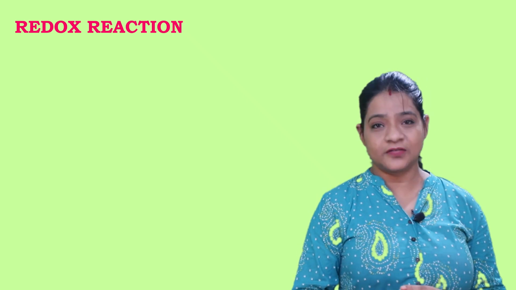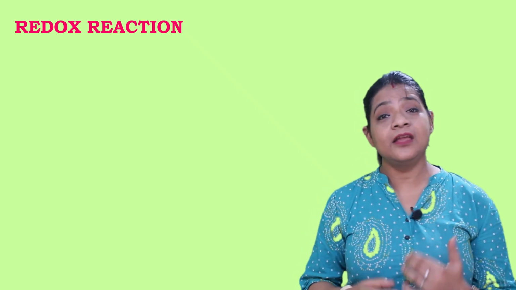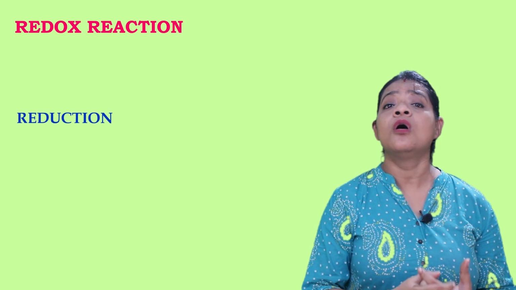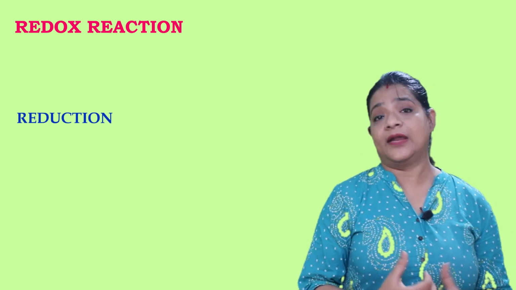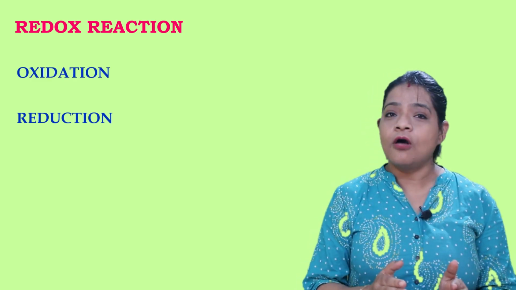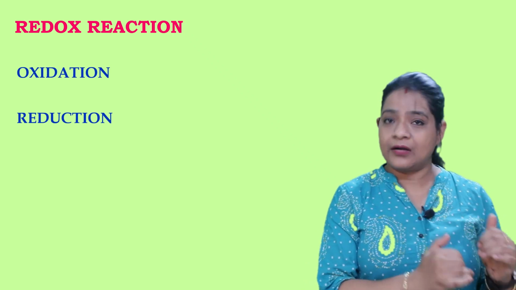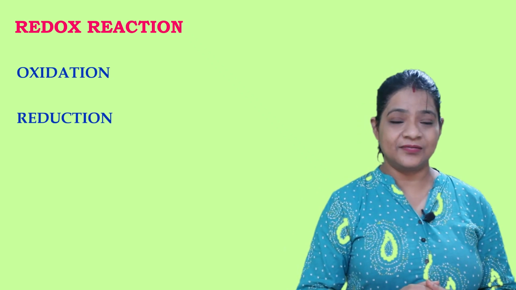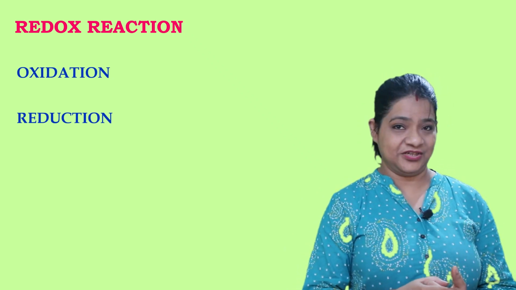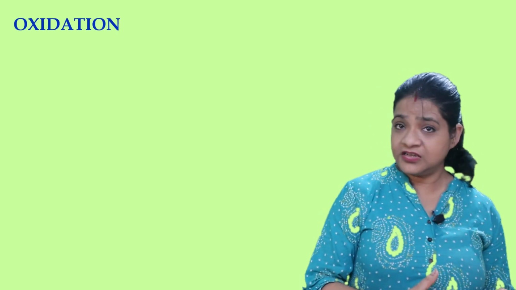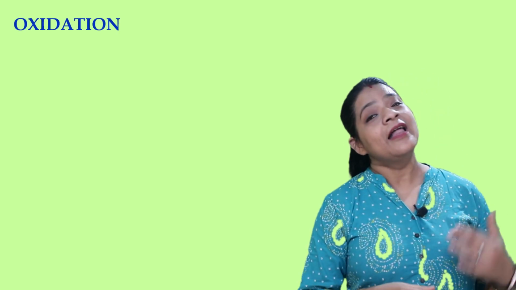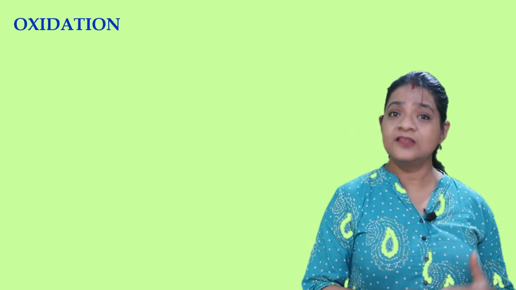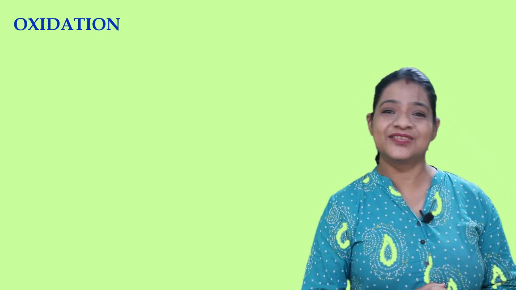Let's study the fifth and the last type of chemical reaction, that is redox reaction. Before studying redox reaction, you should know where the word redox originates. Redox has been broken into RED, which stands for reduction, and OX, which stands for oxidation. Now what is oxidation? What is reduction? Let's try to understand this before going into redox reactions.